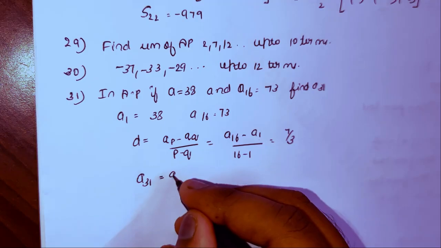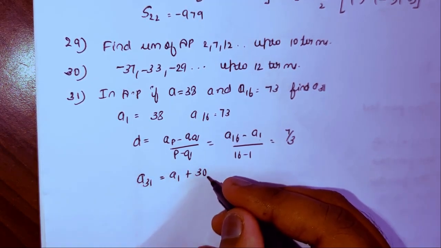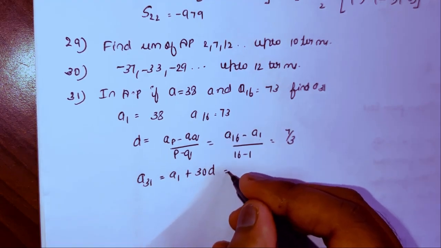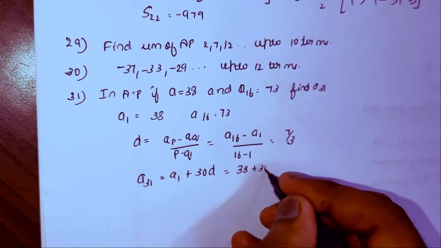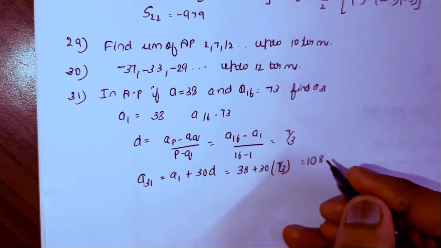A31 is equal to A1 plus (n minus 1) into D. 31 minus 1 is 30D. It becomes 38 plus 30 into 7 by 3, that is equal to 108.